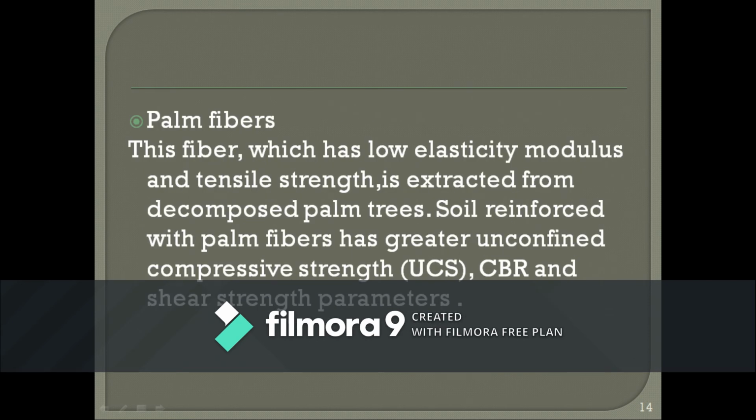The next fibers we use are palm fibers. Here we'll see the main properties. This fiber, which has low elasticity modulus and tensile strength, is extracted from decomposed palm trees. Soil reinforced with palm fibers has greater unconfined compressive strength. So when you are taking palm fibers, what is the main use? You find its use mainly relating to unconfined compressive strength.